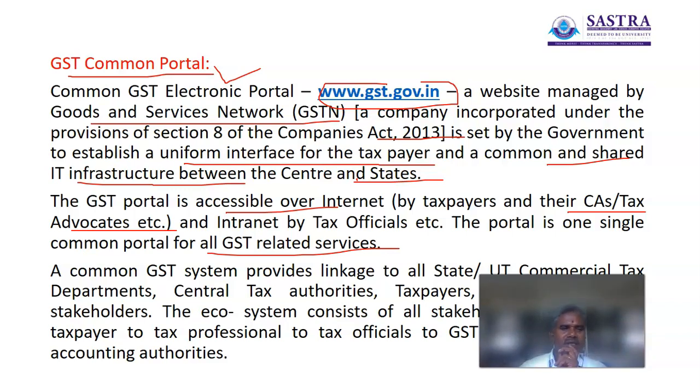A common GST system provides linkage to all state, union territory, commercial tax departments, central tax authorities, taxpayers, banks and other stakeholders. The ecosystem consists of all stakeholders, starting from taxpayer to tax professional and officials, to GST portal, to bank and accounting authority. They have sent this link to all stakeholders.